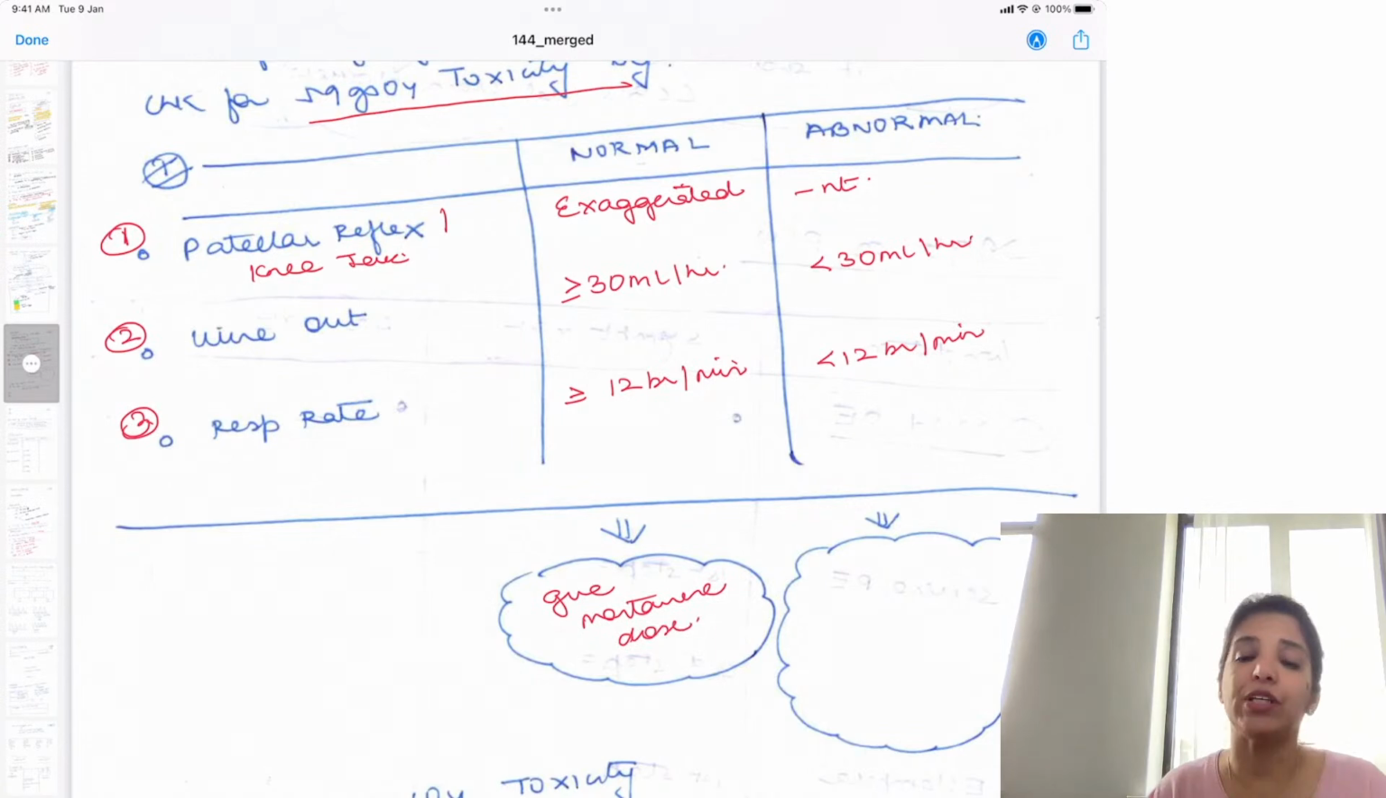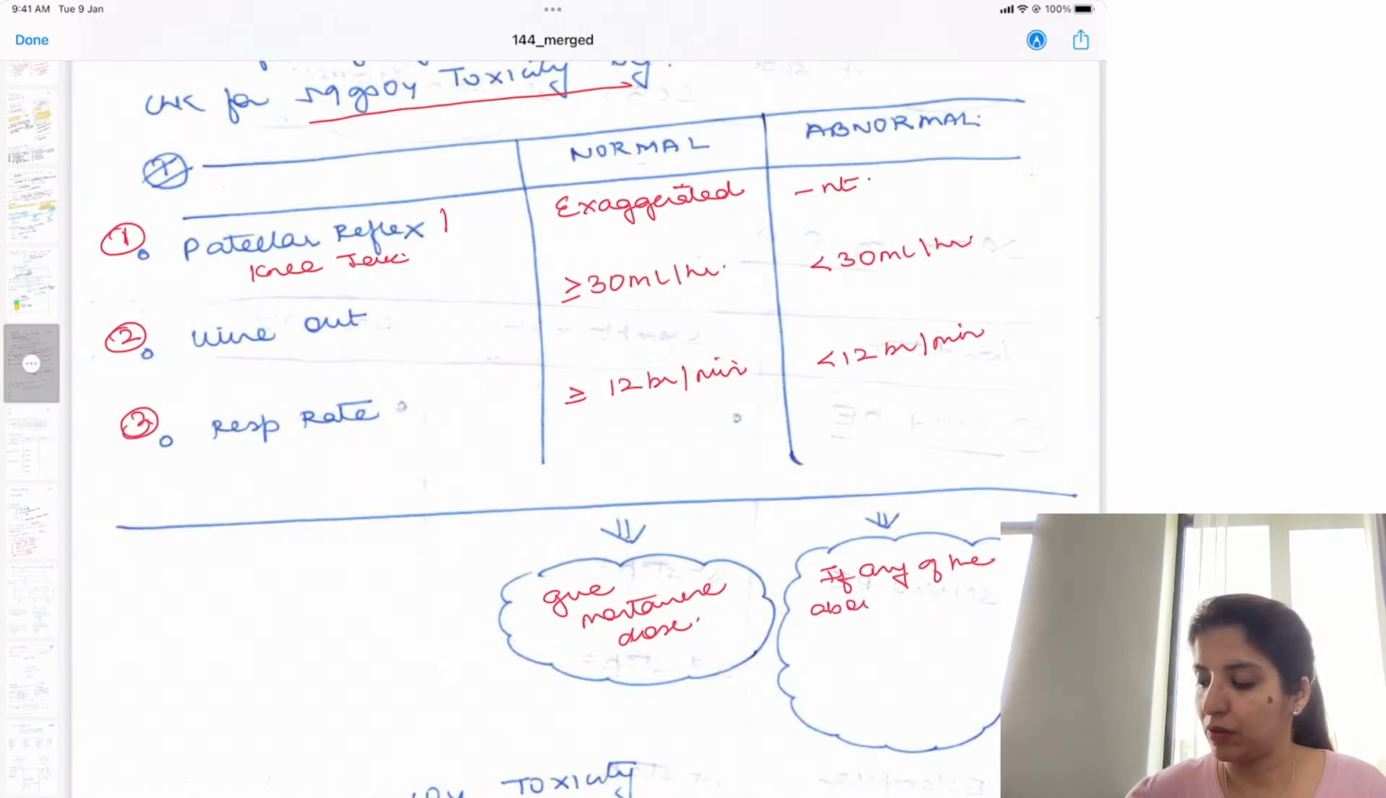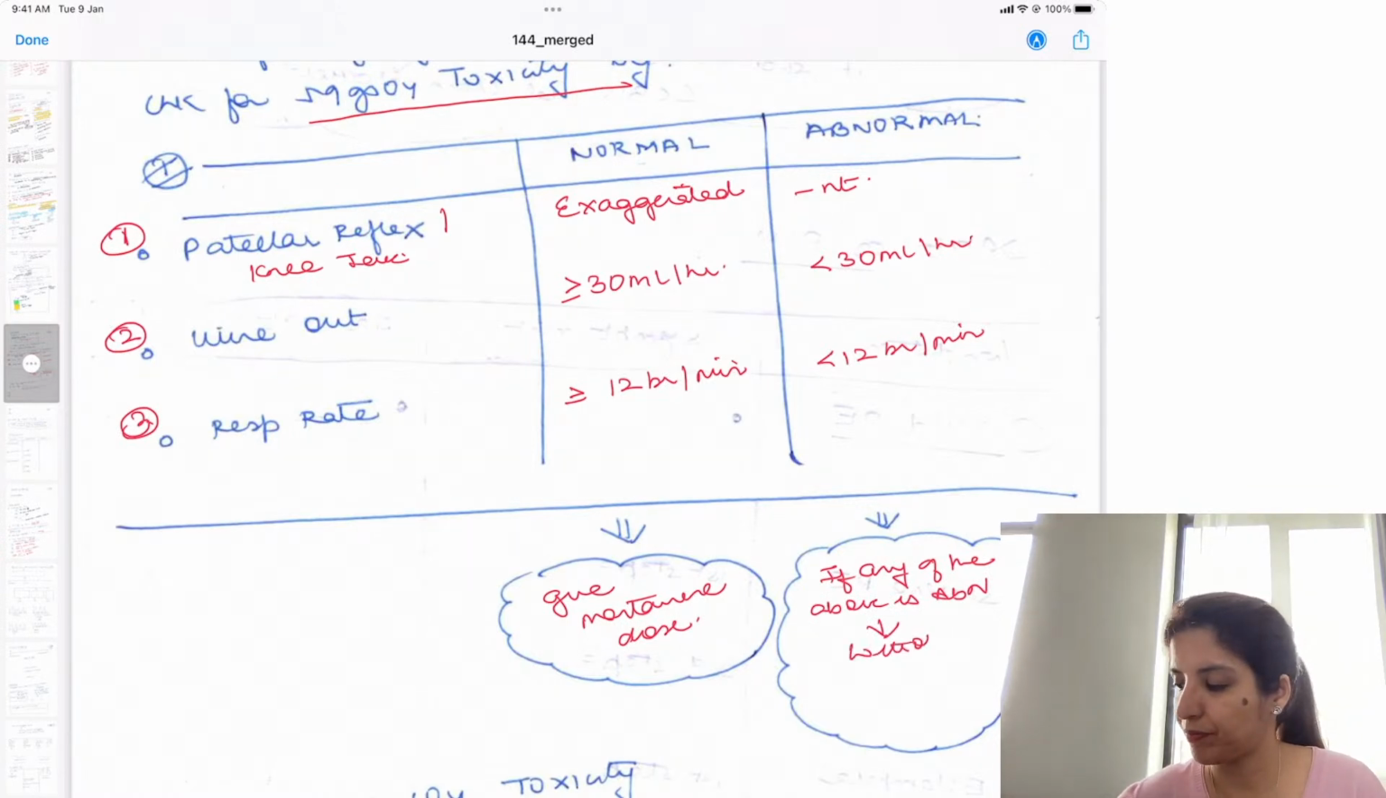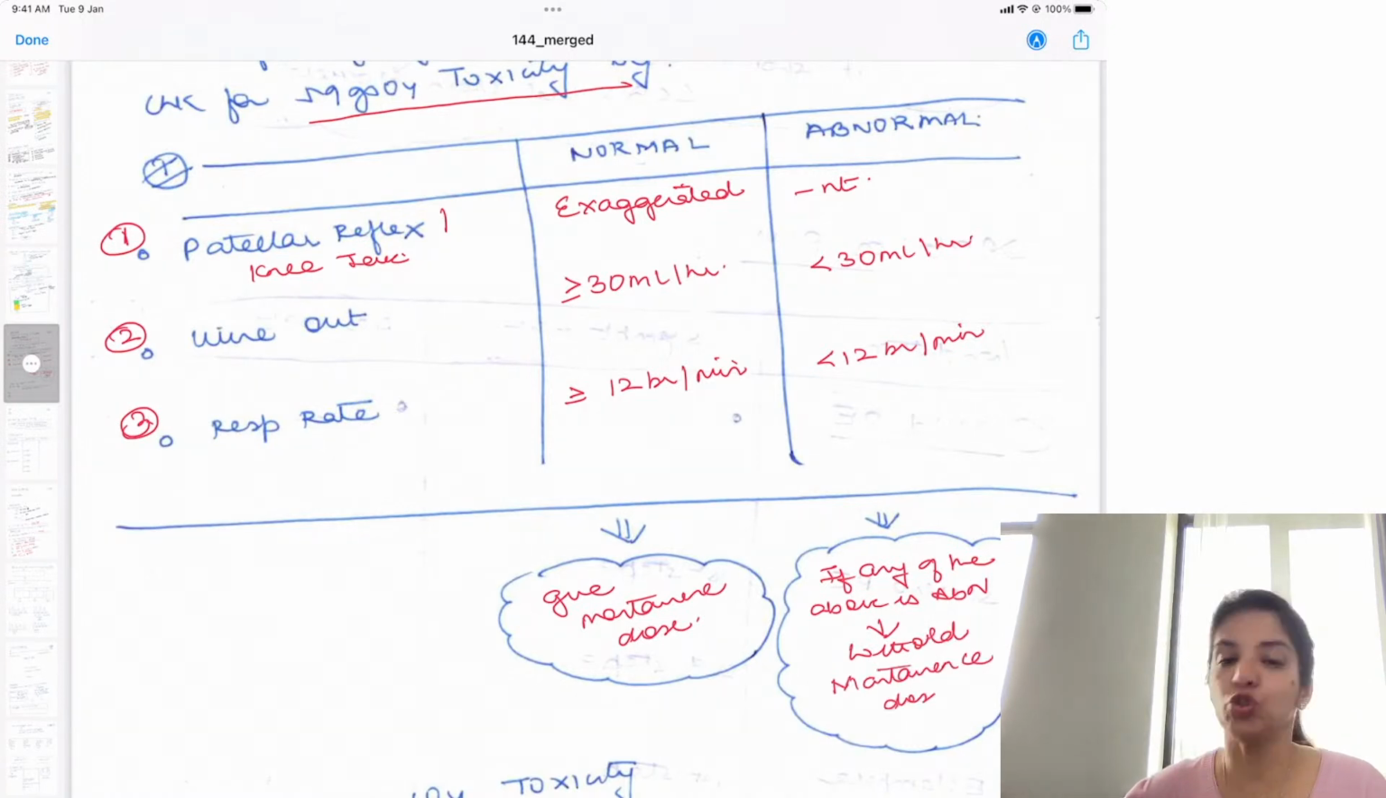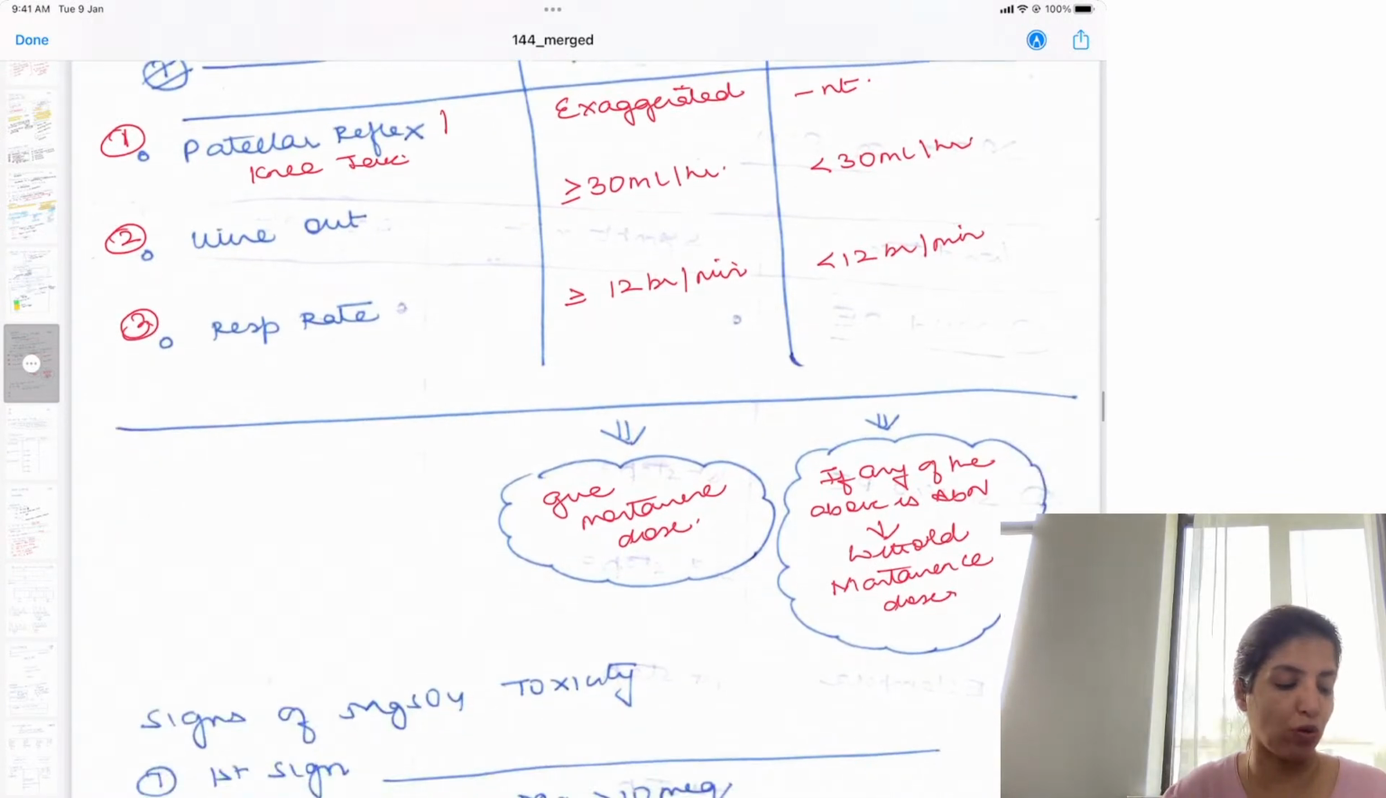If any of these things is abnormal, if any of the above is abnormal, you will withhold the maintenance dose. You will not give maintenance dose. You are going to withhold it. Clear?